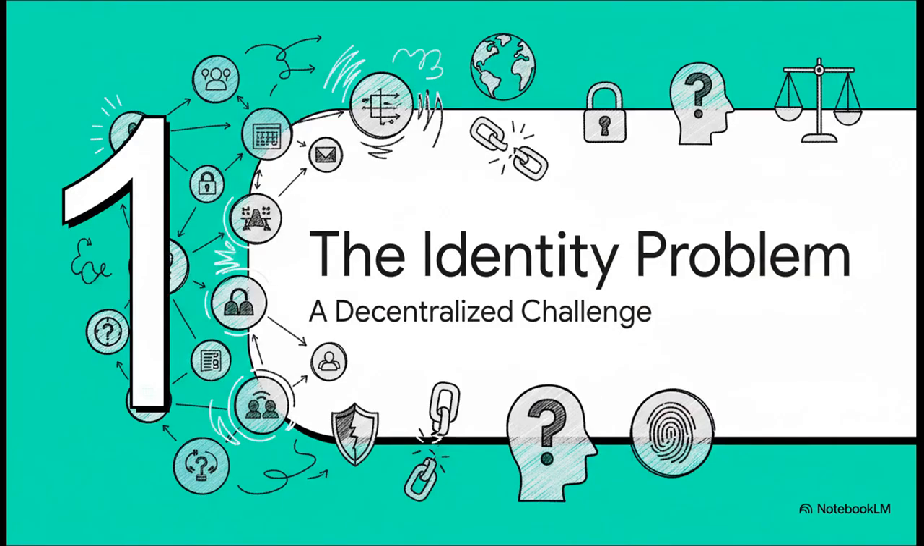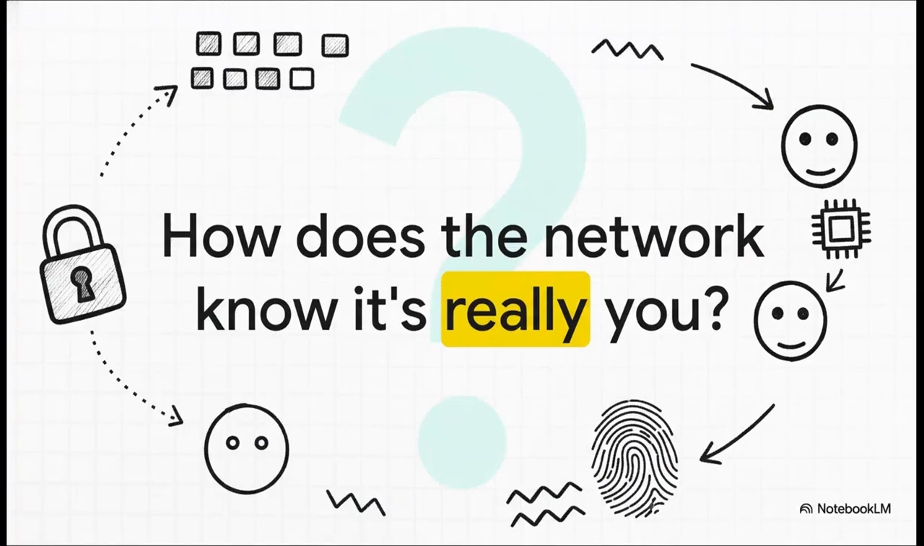Okay, so to kick things off, let's talk about the core challenge here. Think about it. In a decentralized world, there's no central bank, right? No big company, no single authority you can just trust. And that makes verifying who's who a huge problem. So, how do you actually prove you are who you say you are? If you send a transaction to move some funds, how does the network have any clue that it's really you and not some imposter? This, right here, is the fundamental question that cryptographic identity was built to solve.